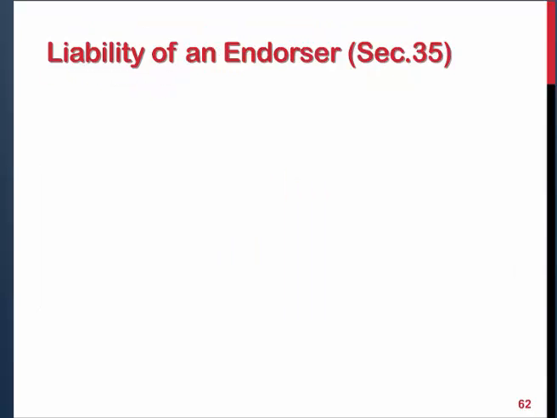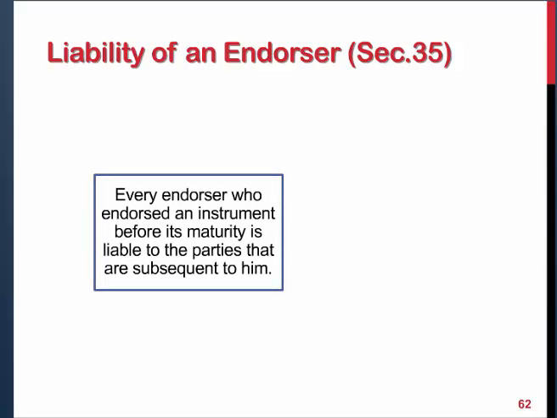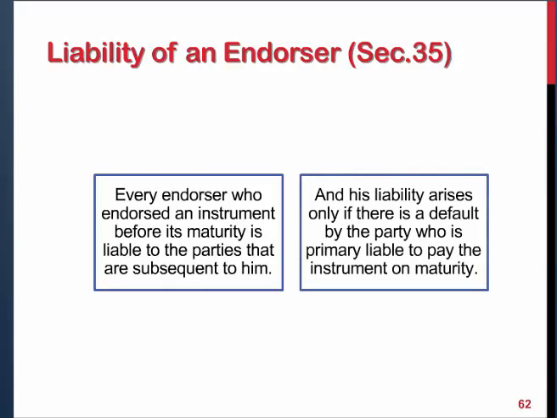Liability of an endorser. Section 35. Every endorser who endorsed an instrument before its maturity is liable to the parties that are subsequent to him, and his liability arises only if there is a default by the party who is primarily liable to pay the instrument on maturity.